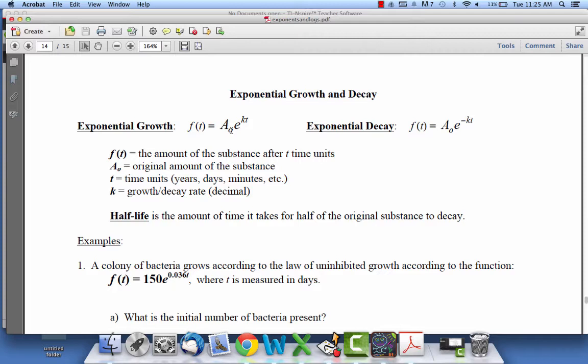And then k is the growth or decay rate. Half-life, which you've heard of before in maybe chemistry, is the amount of time it takes for half of it to decay, which is also the amount of time it takes for there to be half of it left, right?